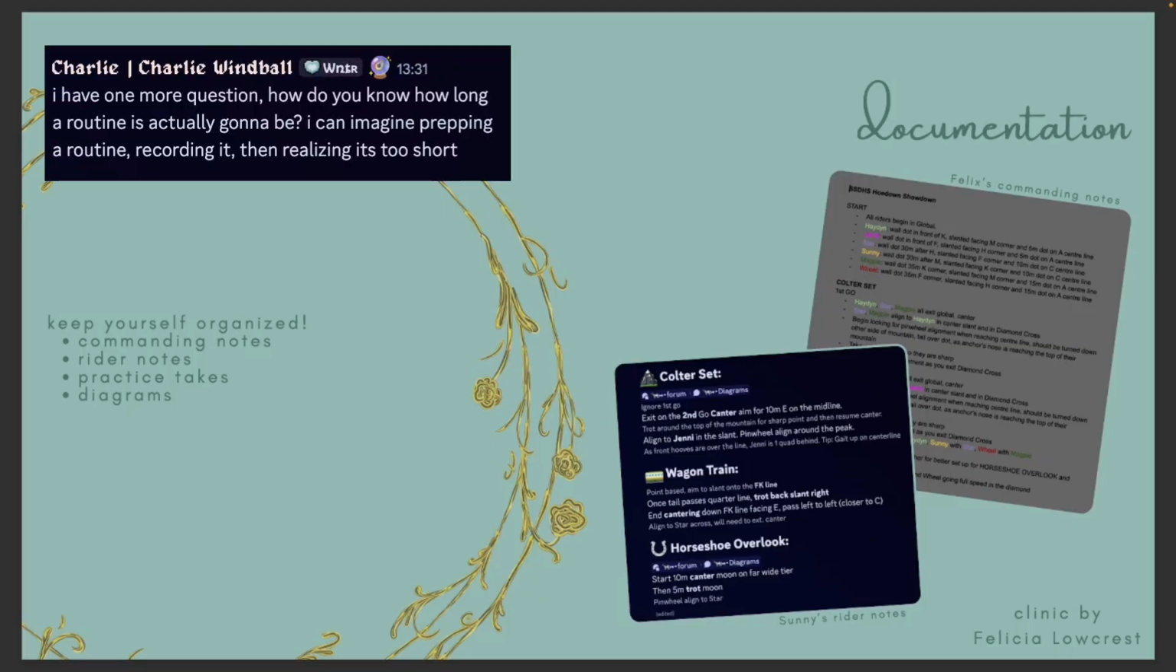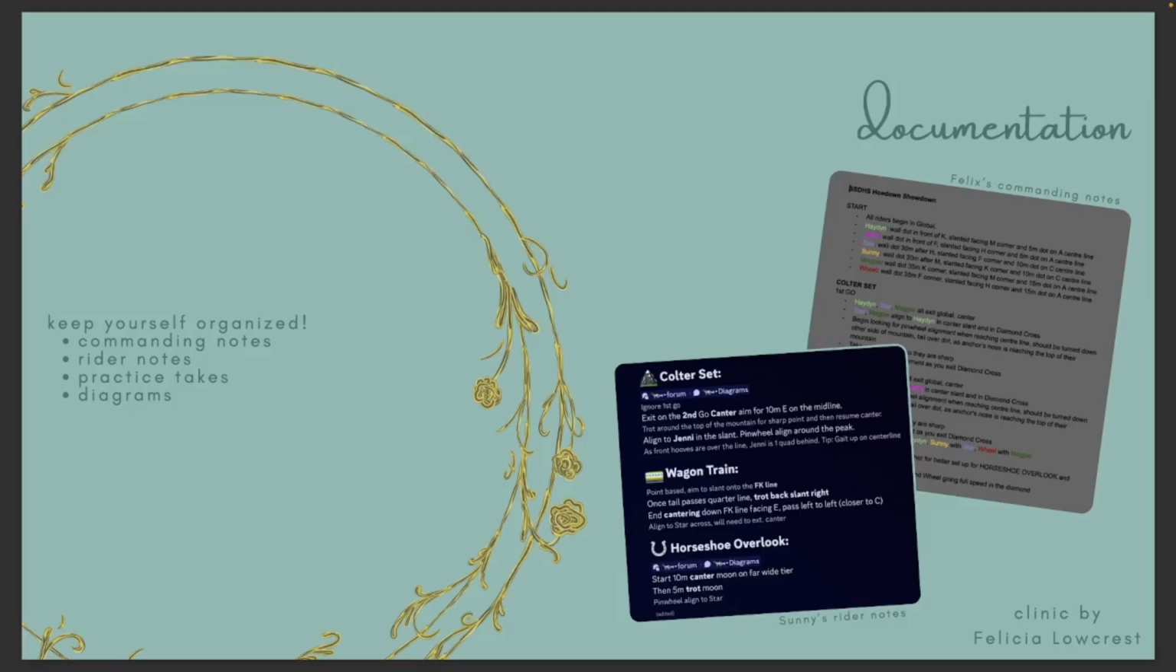Charlie asks, I have one more question. How do you know how long a routine is actually going to be? So what I would say with this is you can prep choreo ahead of time and anticipate that it will be about this length. So for example, say you map out your big standout sequences or movements and then your transitions in between, and maybe you ride it yourself in the arena, just by yourself or maybe with one other person. You can kind of guess, oh yeah, this section will take about 15 seconds.